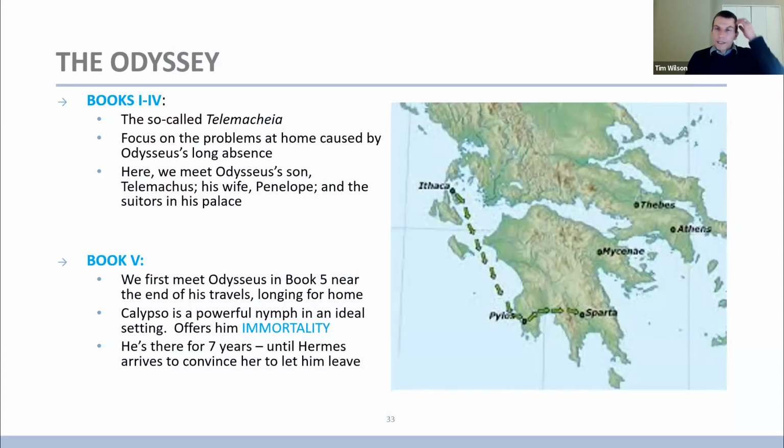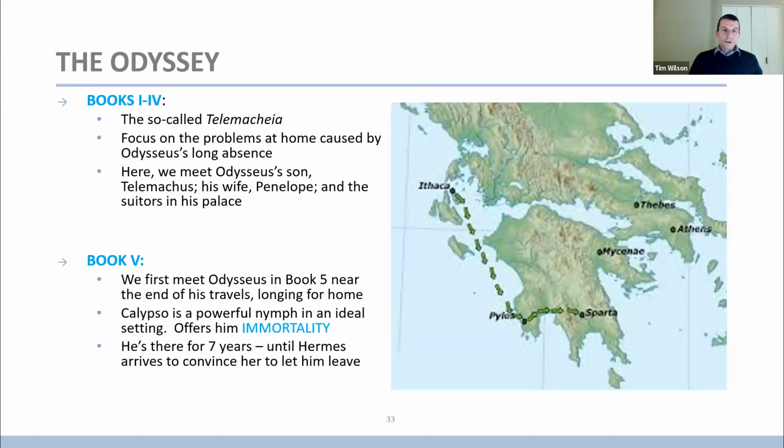So the Odyssey, I'll just recap that quickly. The first four books, often called the Telemachia, are really about Odysseus's son, Telemachus, who's home in Ithaca with Odysseus's wife Penelope, and we're presented with the danger posed by these suitors. The suitors are devastating their home. There are over 100 of them, and finally Telemachus decides to take off and look for his father, who's been away for 20 years.